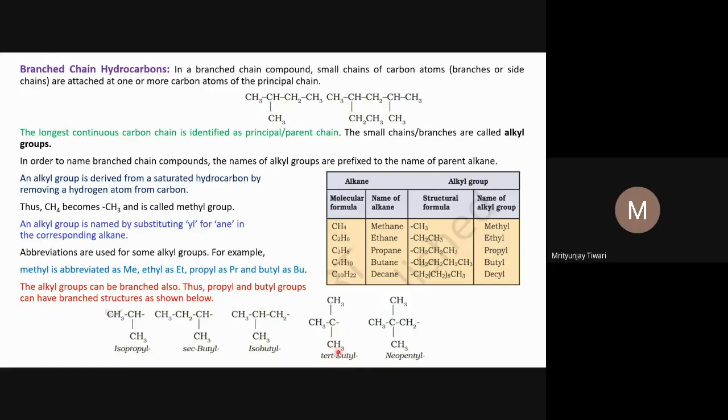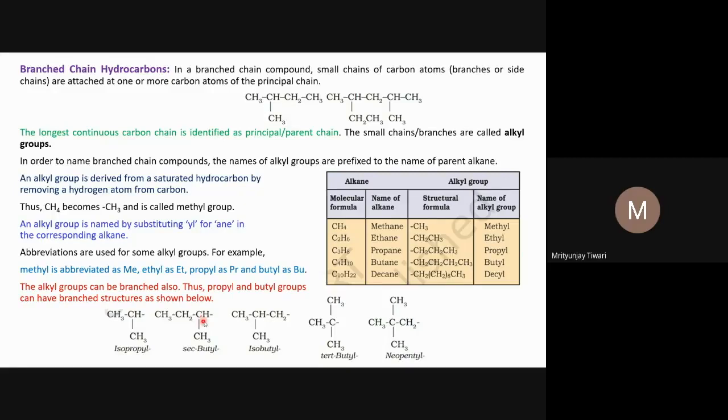So I hope you understand why this is named the tertiary butyl, because this carbon atom is connected to three carbon atoms in the side chain. So this is a tertiary carbon atom, and this is a butyl group because it contains four carbon atoms. So it's tertiary butyl. Why is this secondary? Because this carbon atom is linked to two carbon atoms directly, and so this is a secondary carbon atom.